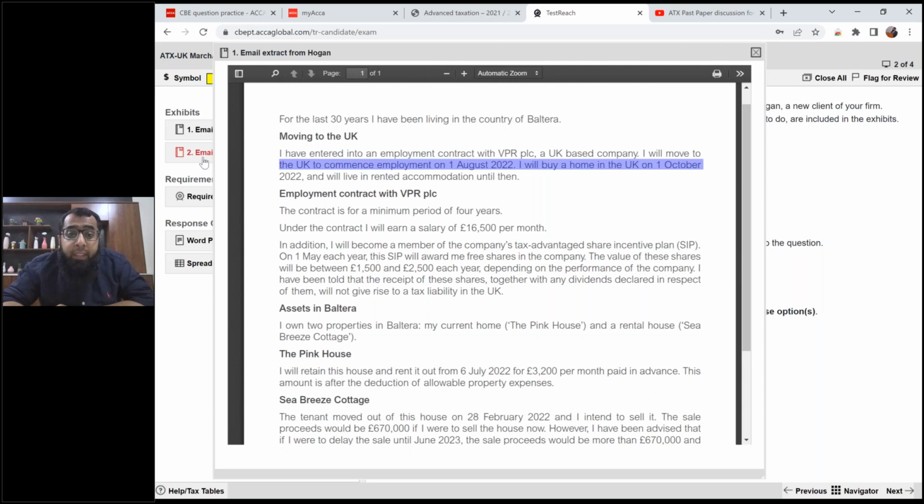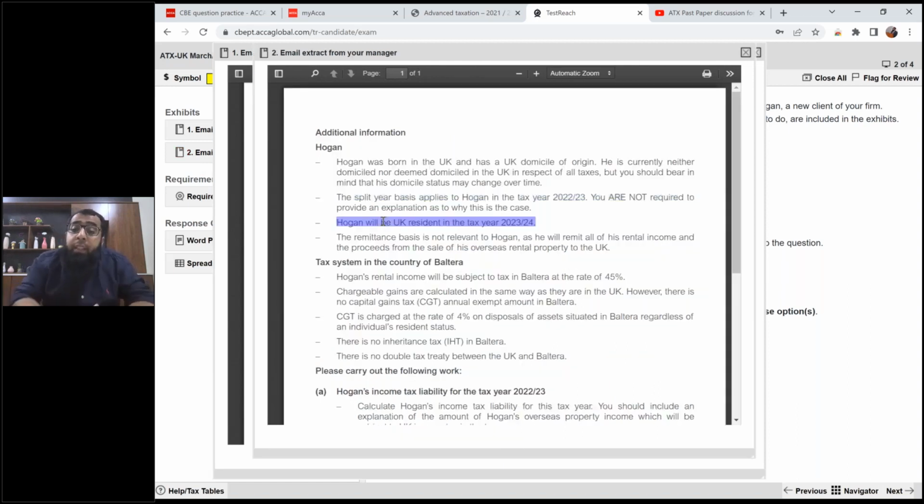Now, what else is he saying? Hogan will be UK resident in the tax year 23-24. The remittance basis is not relevant to Hogan as he will remit all of his rental income and the proceeds from the sale of his overseas rental property to the UK. This means that you are not required to think about remittance basis and remittance basis charge issues because he'll remit all of the income. So obviously he'll go for arising basis, because if he goes for remittance basis, he'll not get any benefit of it.